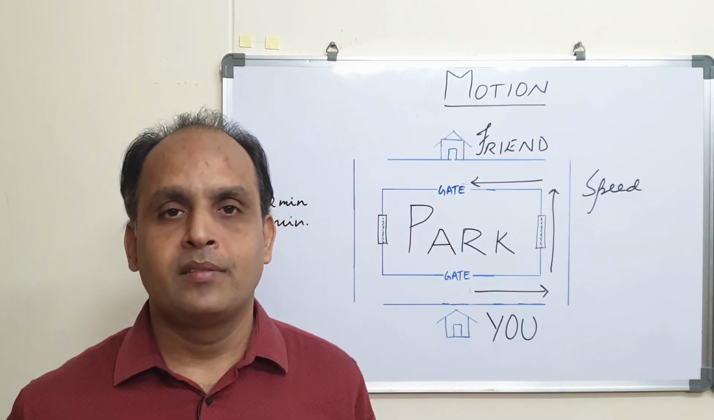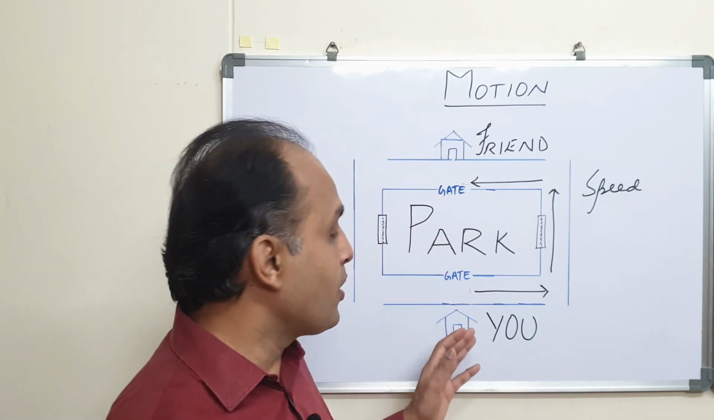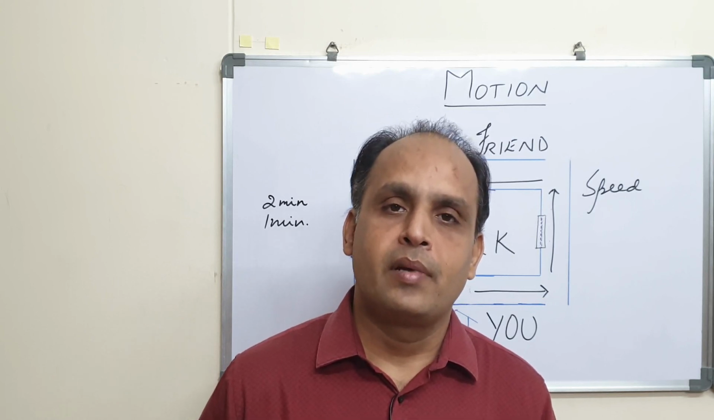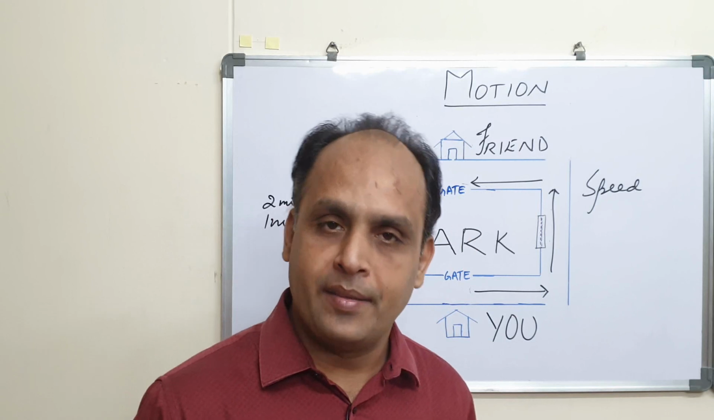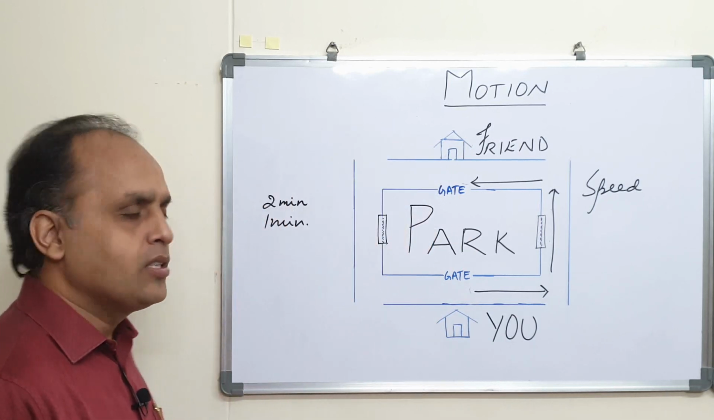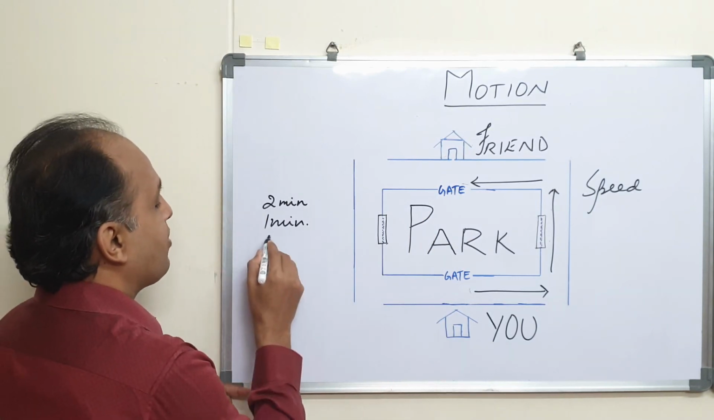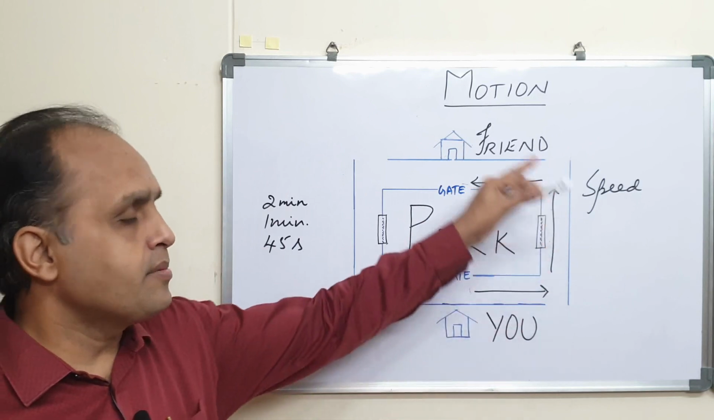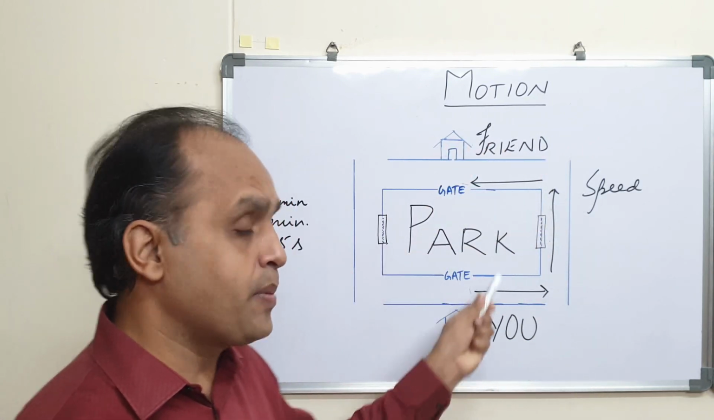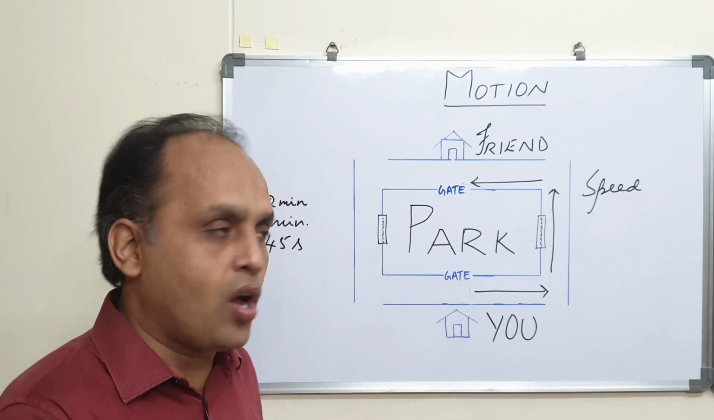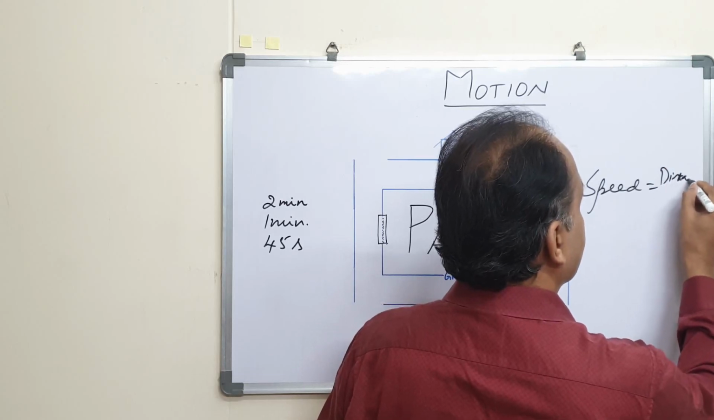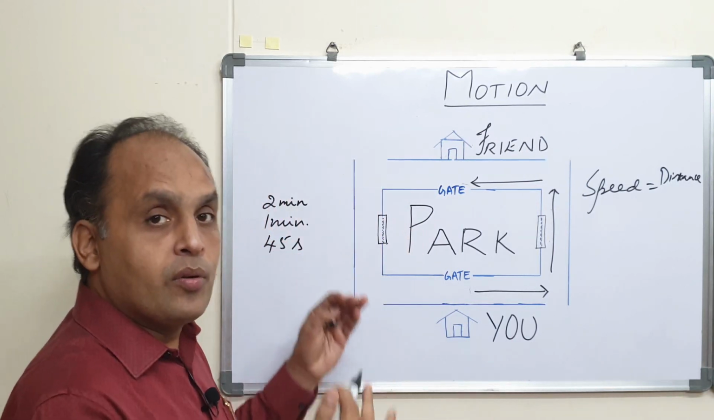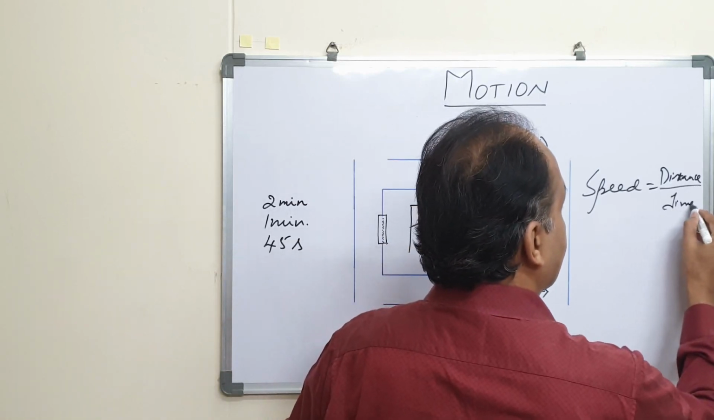Now let us suppose another situation where you are going from your place to your friend's place, and this time your father has agreed to drop you at your friend's place on his bike. In that case, you will take even lesser time, somewhere around say 45 seconds. So here the distance remains the same, that is, you going from your place to your friend's place. So the distance is constant, but the time taken by you is going on decreasing.